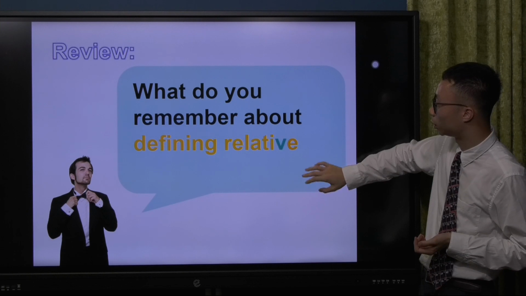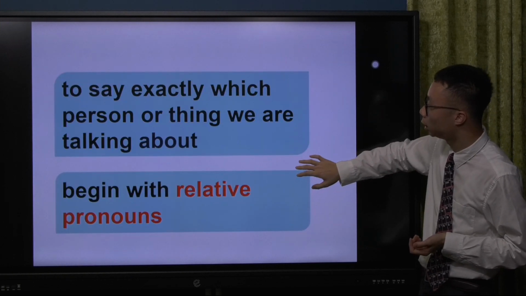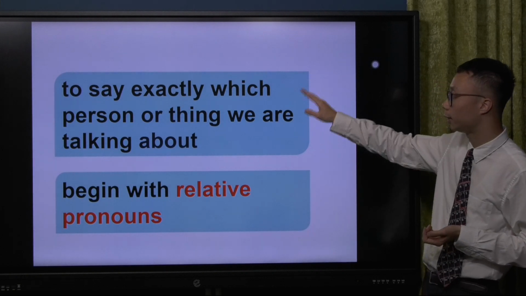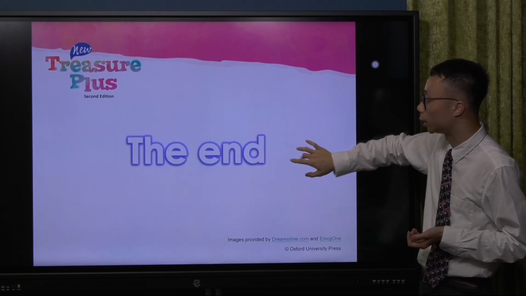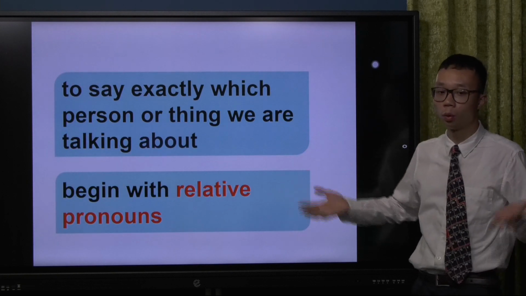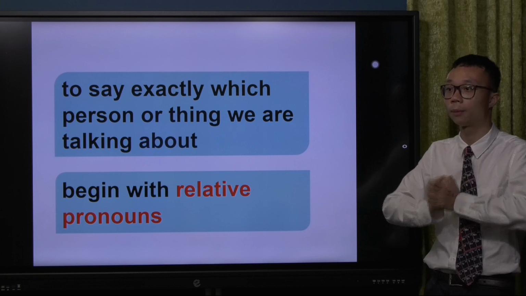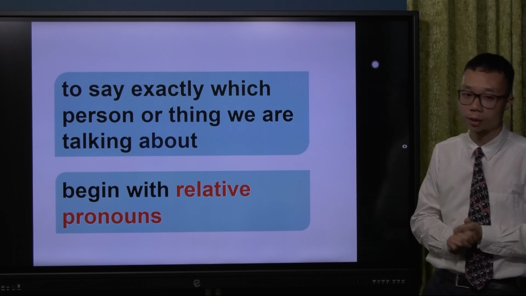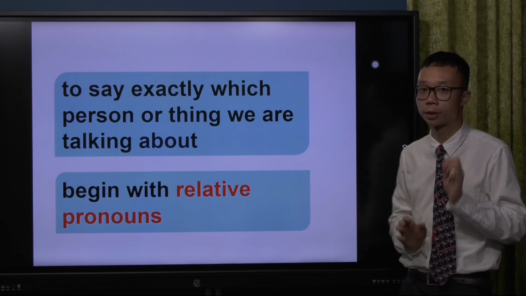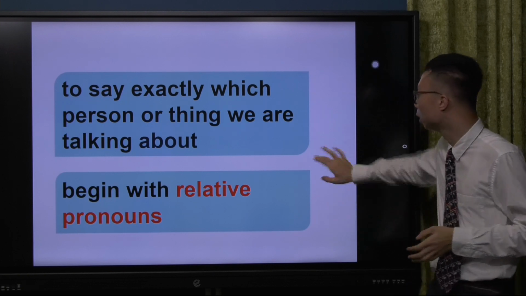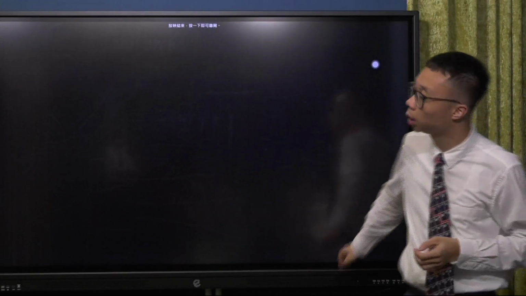And when we talk about relative clauses, just make sure you remember that the exact thing or person we're talking about begins with a relative pronoun, and here we talk about who. So make sure you remember that when we talk about who, it's always about a person. Additional but important information about a person. All right, thank you very much, and see you next time.